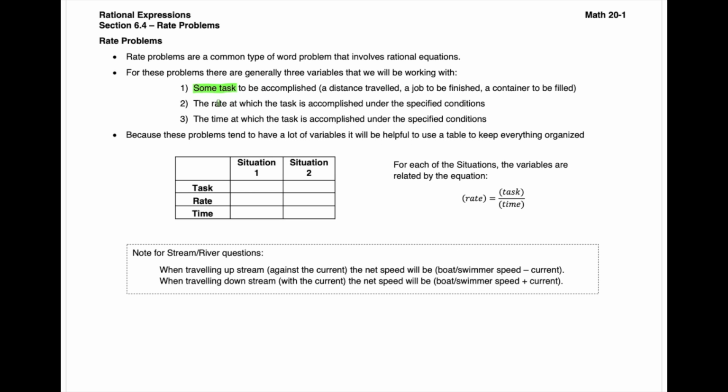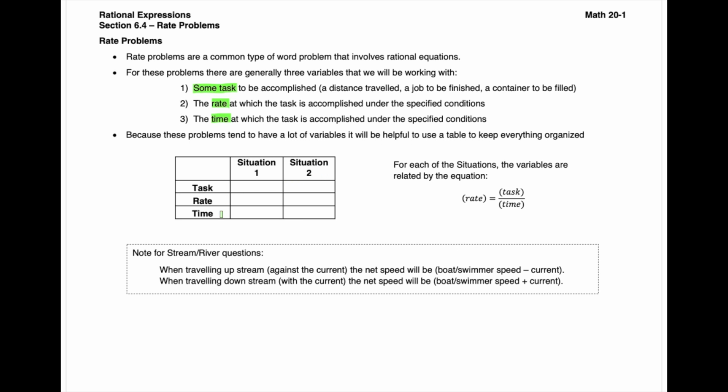Now for each one of those tasks that we're accomplishing, we have some rate at which that's being done. So it's just the speed at which you're accomplishing the task. And then the time, of course, that it takes to complete that task overall. Now generally we're going to be comparing multiple situations for that task being done, and so we are going to tend to have a lot of variables for these. And so I would recommend setting up a table like this.